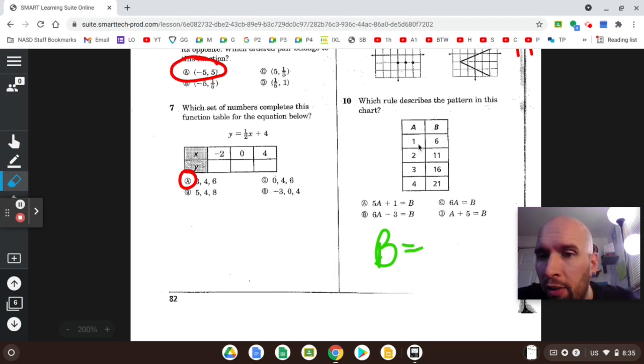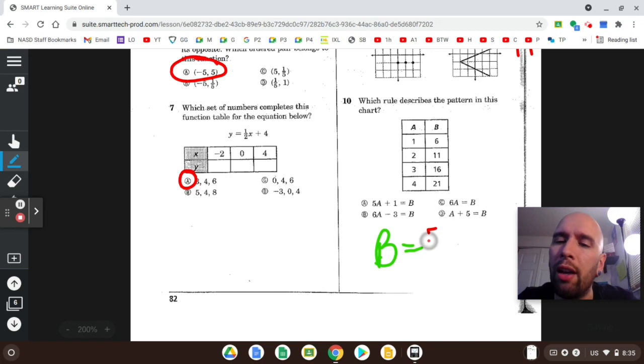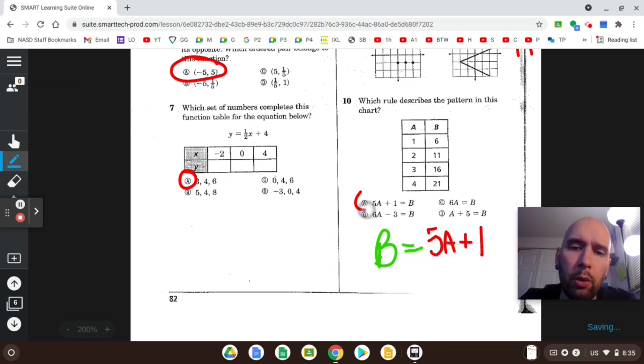1 times 5 plus 1 is 6. Yep. 2 times 5 is 10 plus 1 is 11. Yep. So it is times 5 plus 1. So I'm taking my A value and multiplying by 5, so it's 5A, and I'm adding 1. If I did Linreg, it would tell me y equals 5x plus 1. And then you would have to be like, okay, well, A is x and B is y, so replace the A with x and replace the B with y.